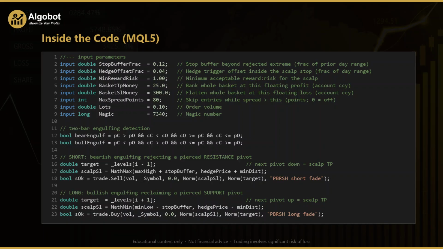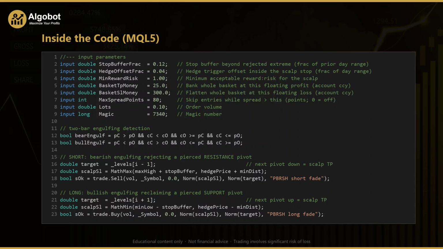On the short side, once a bearish engulfing rejects a pierced resistance pivot, the target is set to the next pivot down. The scalp stop is placed just beyond the high, and the order goes out through trade.sell, carrying that stop and target. On the long side, a bullish engulfing reclaims a pierced support pivot. Here the target is the next pivot up, the stop sits just beyond the low, and the trade is sent with trade.buy.